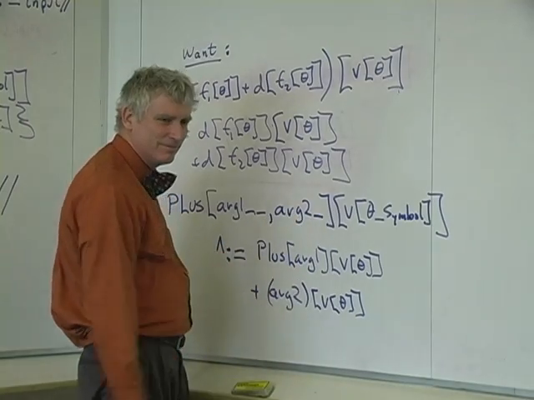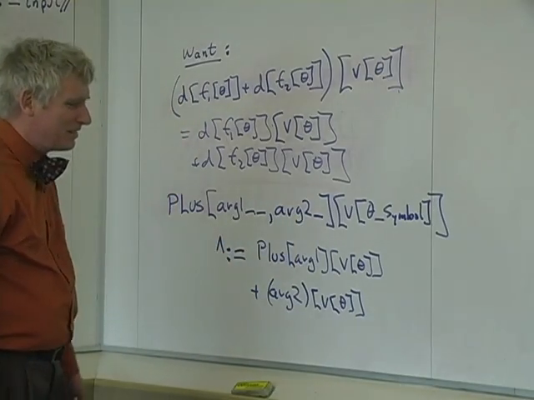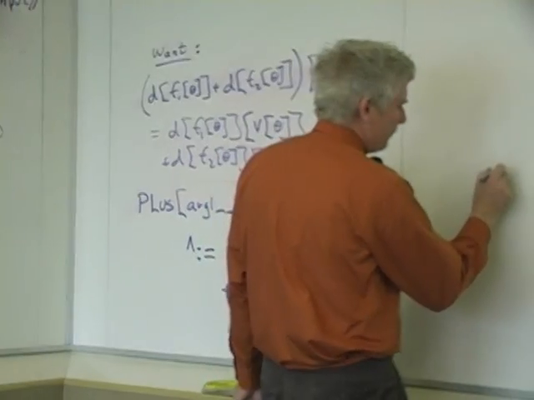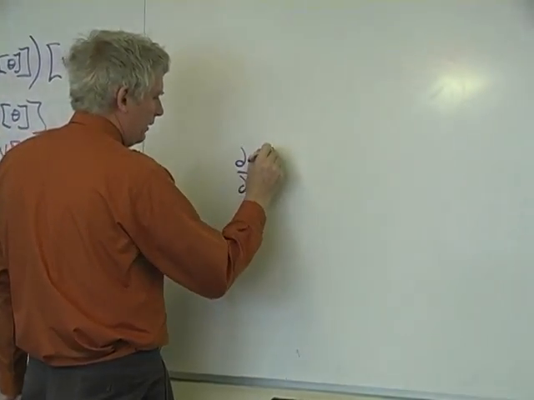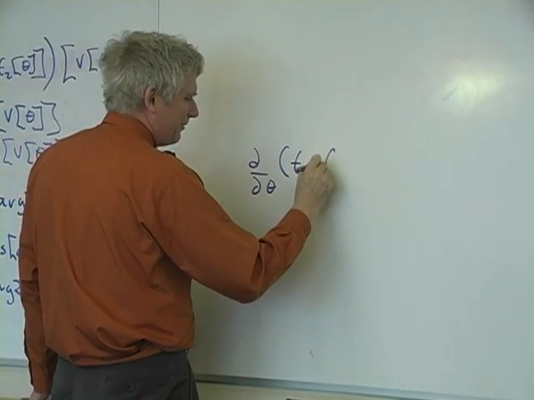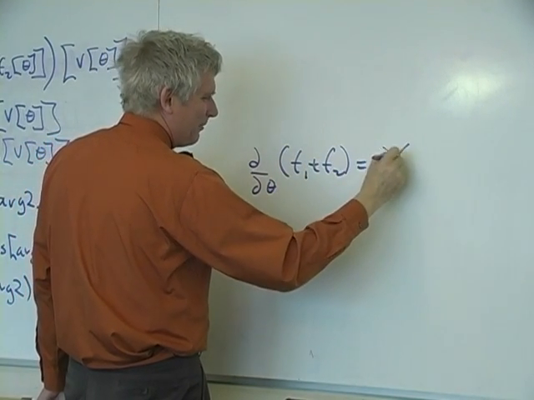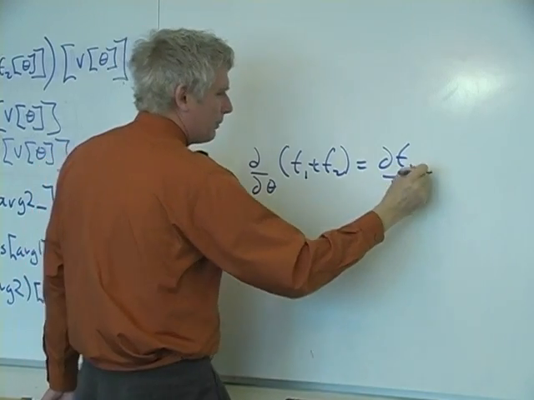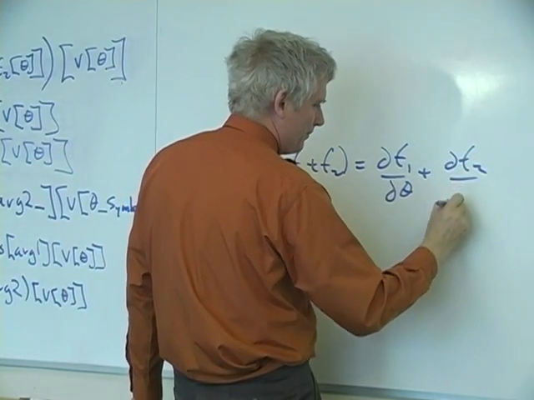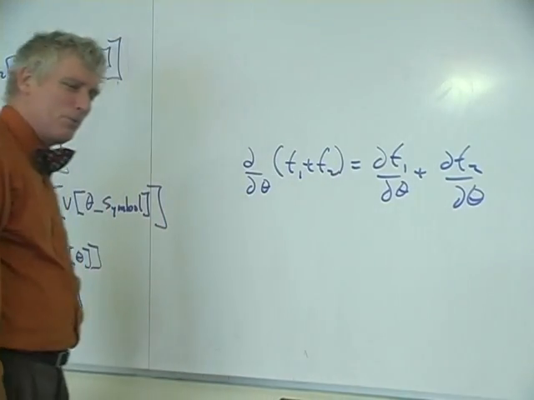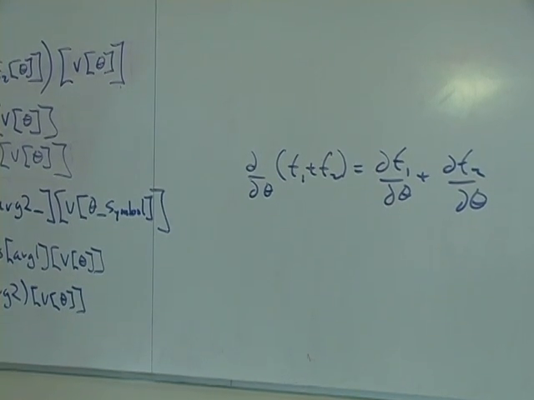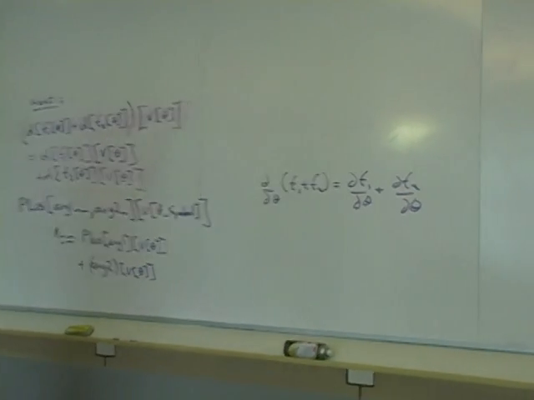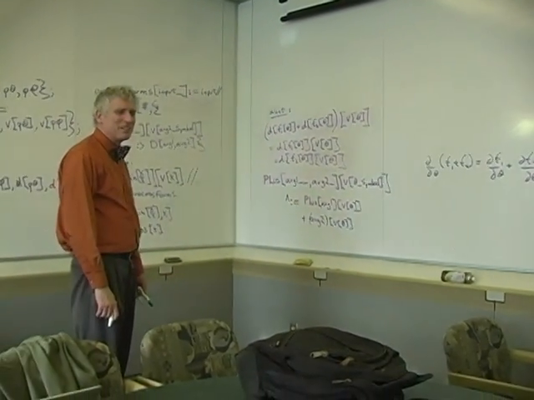And of course, this is the usual familiar thing in calculus: d by d theta of f1 plus f2 is df1 d theta plus df2 d theta. These are just the ordinary rules of calculus written down in symbolic form for Mathematica to apply. So it's very useful to screw around with these a little bit.